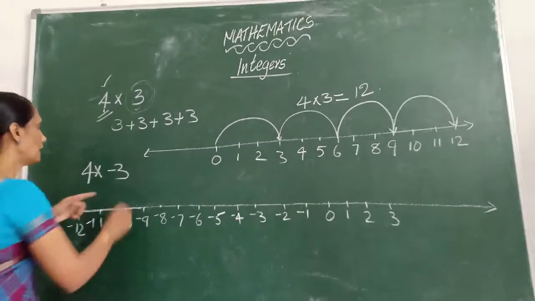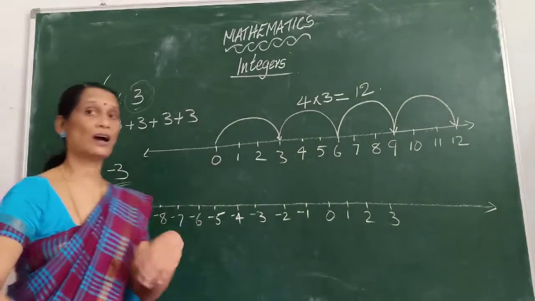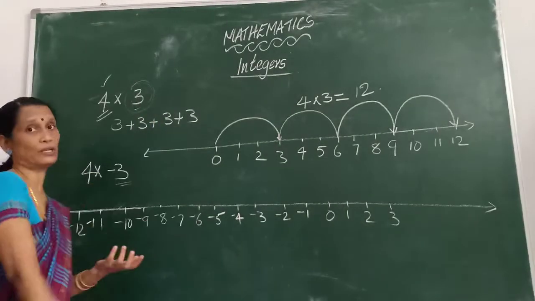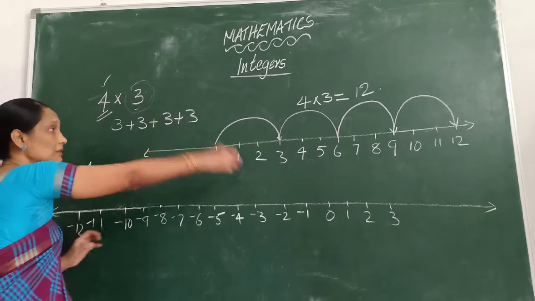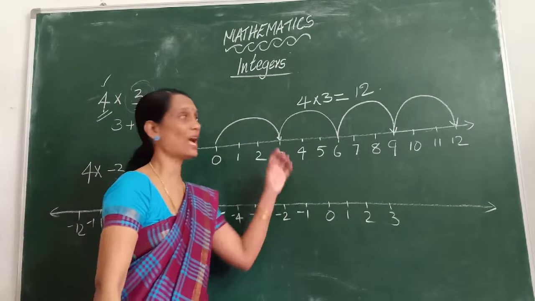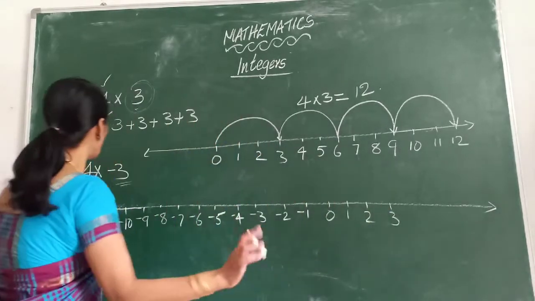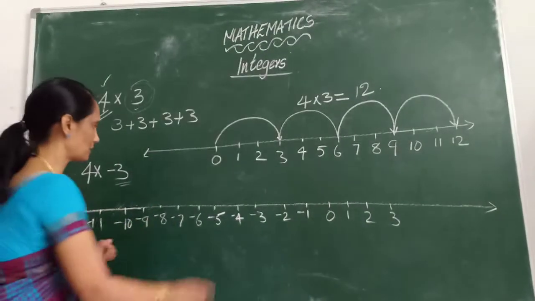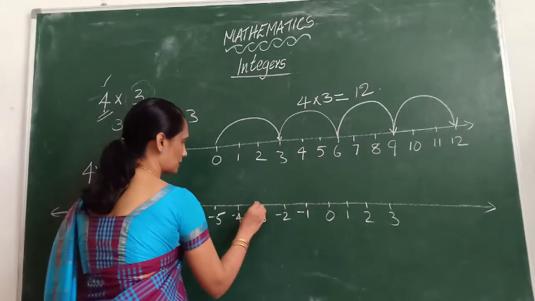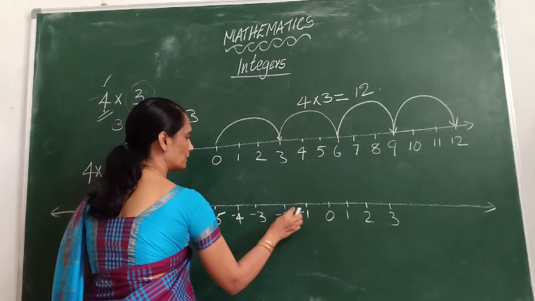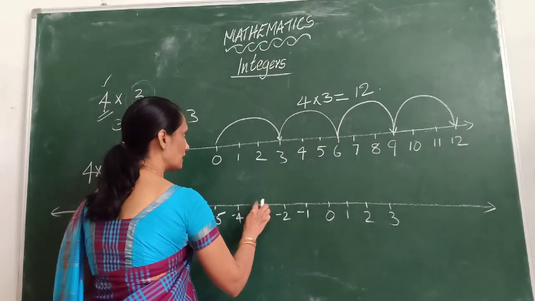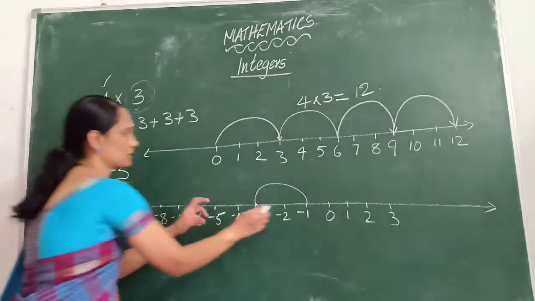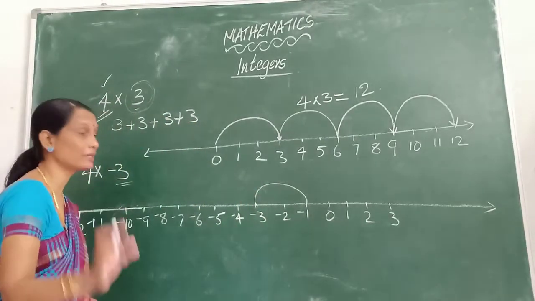Okay, let us see now. The number minus 3 has to jump 4 times. Here, 4 into 3 means the number 3 or 3 units has to jump 4 times. Here it is not like that. Minus 3 has to jump 4 times. So, this is minus 3. Minus 1, minus 2, minus 3. This is minus 3 units, not 3 units.